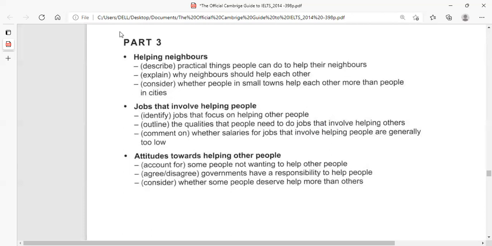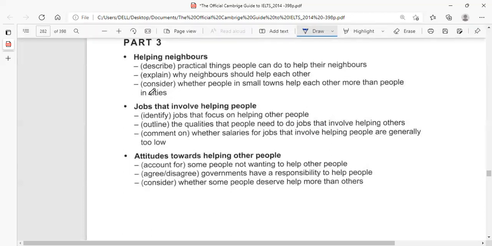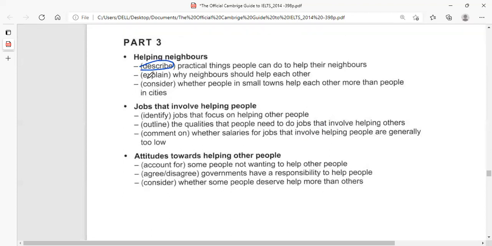Okay, now if we look at these questions, see, describe. Explain, it has been asked to explain. Consider whether. Opinion has been asked, right? In fact, this is not asking you for your opinion. This is asking you to compare. This is the question which is asking you to compare.